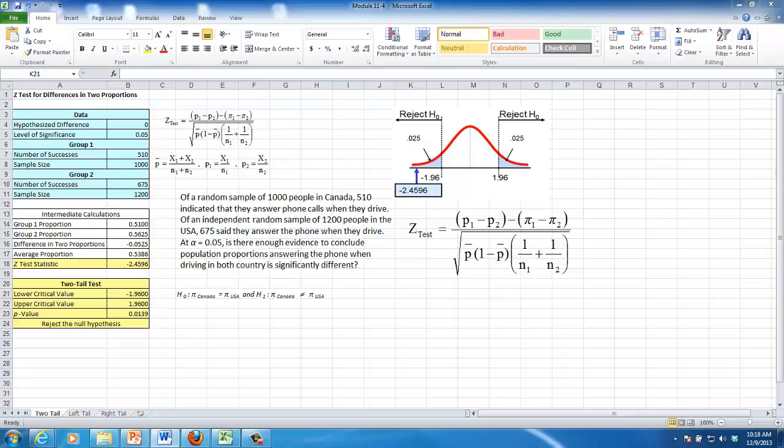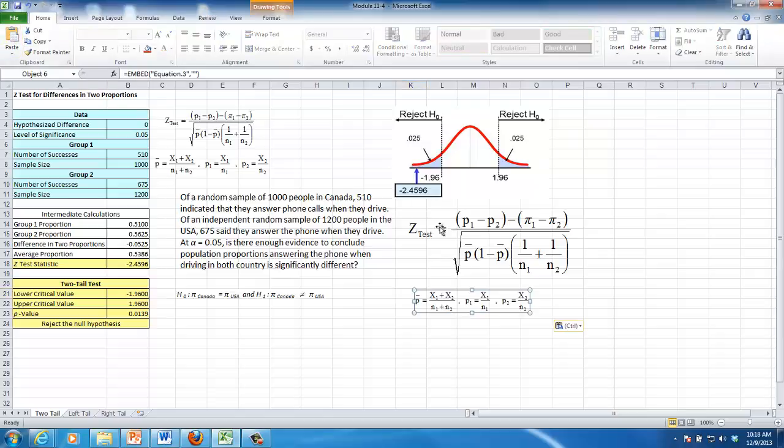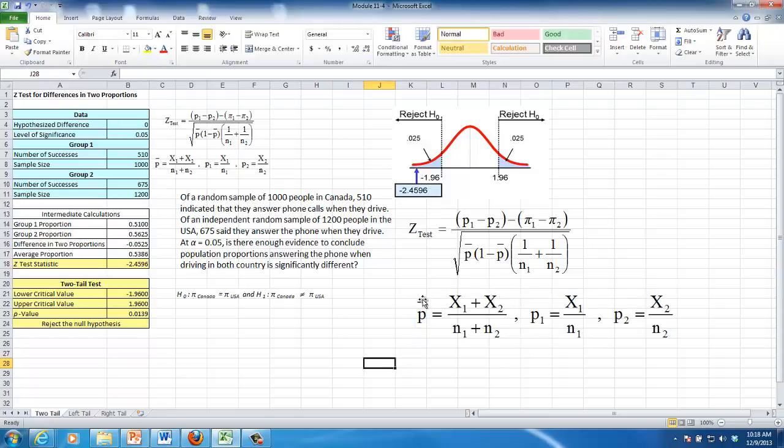So far we never used p bar, so let me bring the formula for p bar. P bar equals x1 plus x2 divided by n1 plus n2. Now let's put our data on our spreadsheet here. So the hypothesized difference is 0, level of significance 0.05. For the first sample, the size is 1000, and 510 say they answer the phone when they drive. For the United States group 2, there are 1200 surveys, and 675 say they answer the phone when they drive.